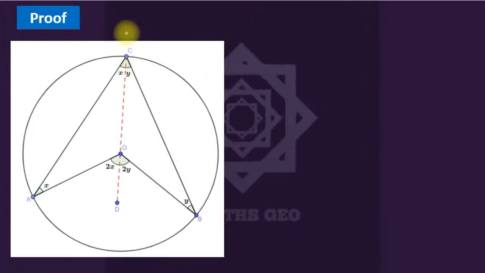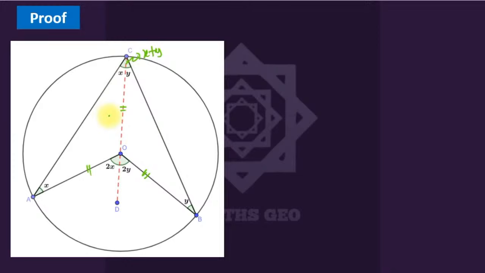Look at the proof. We added an auxiliary line CD. The line divides the inscribed angle into x and y. So the inscribed angle is x plus y, that's the sum. We want to prove that the central angle is 2x plus 2y. Since we've divided this into 2 isosceles triangles, this is the radius of the circle. That's the distance from the center to the vertex, as the vertex is one of the points on the circumference.